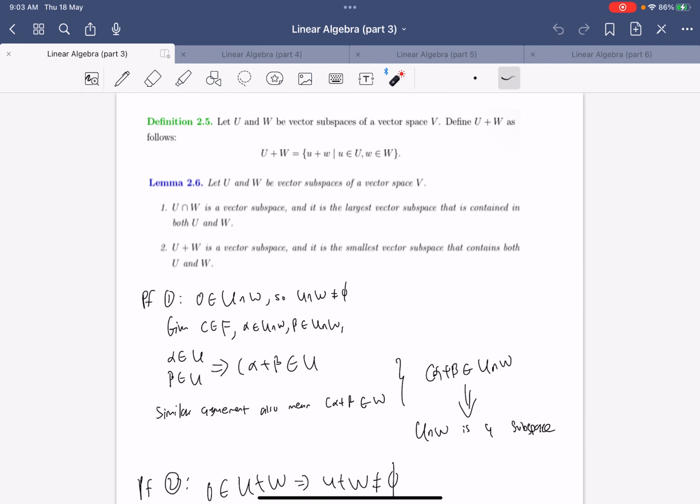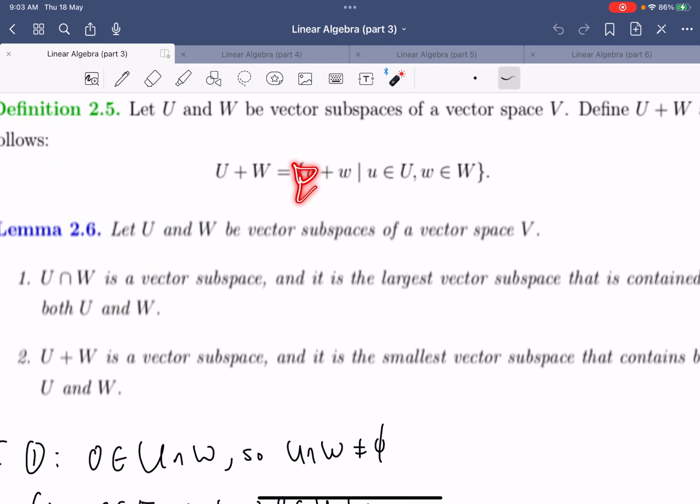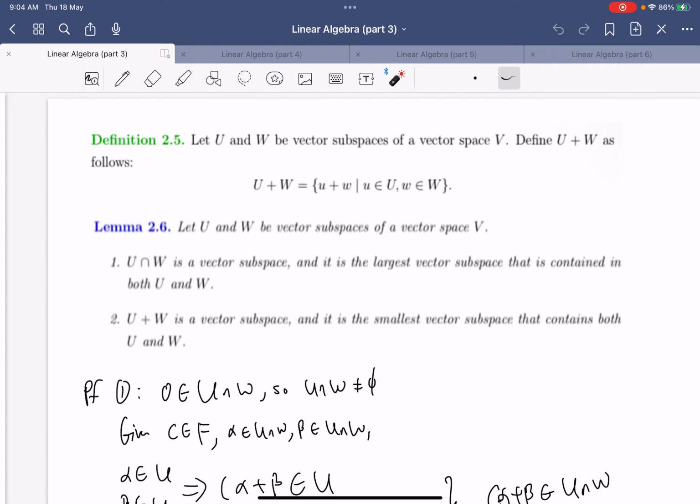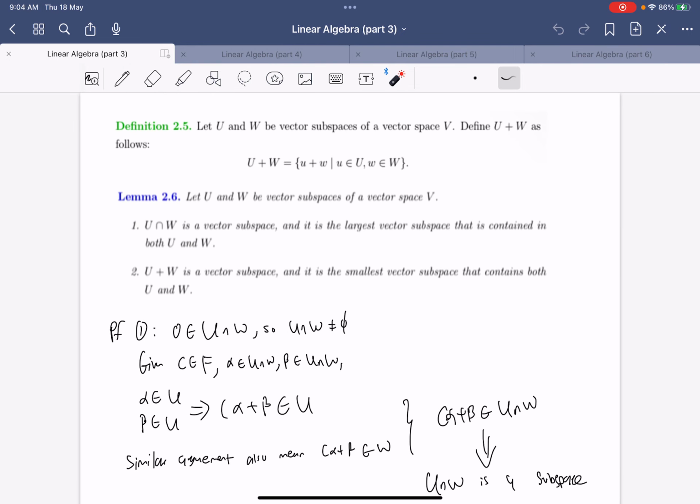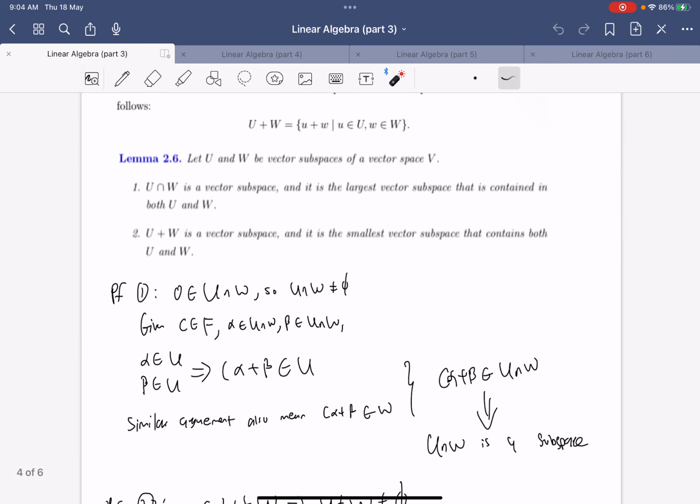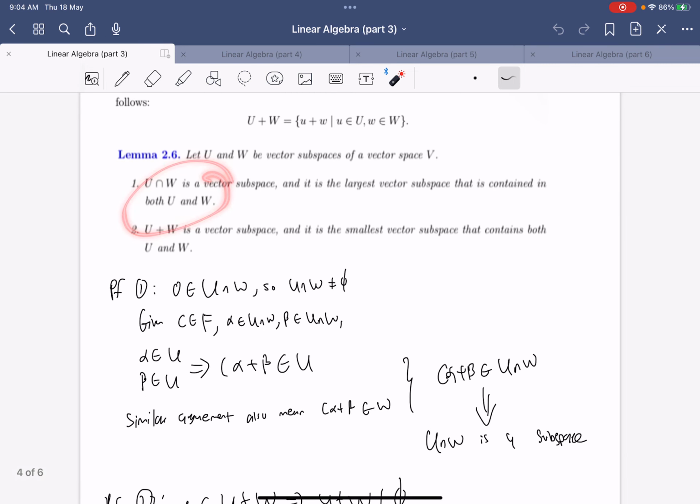Next, we shall introduce more definitions, such as how you add two vector spaces together. U plus W is defined to be the set of u plus w, where u runs through U and w runs through W. And a lemma from that is to say that the intersection of two vector spaces will still be a vector space, and it is actually the vector subspace that is contained in both U and W and is the largest one.